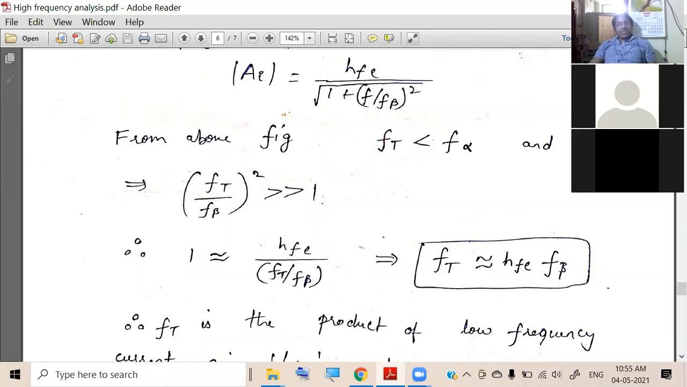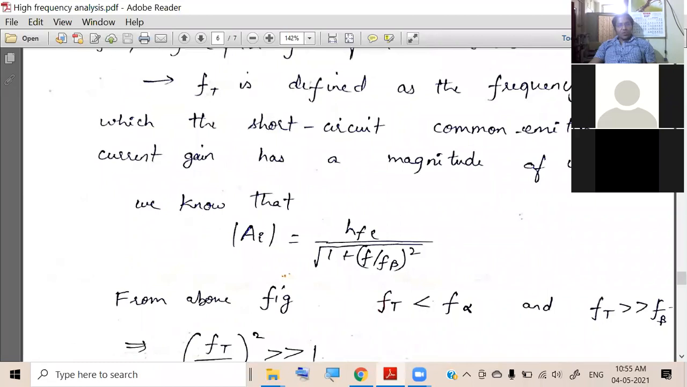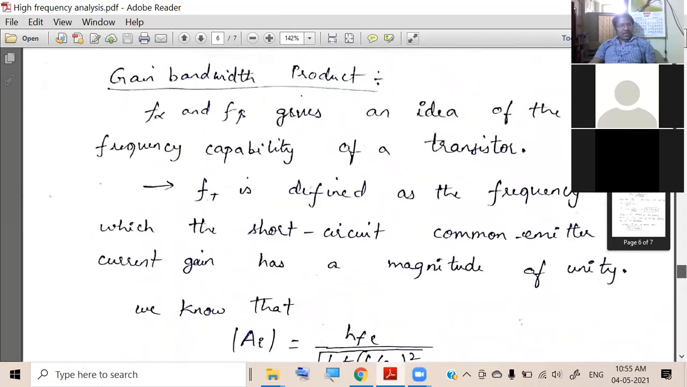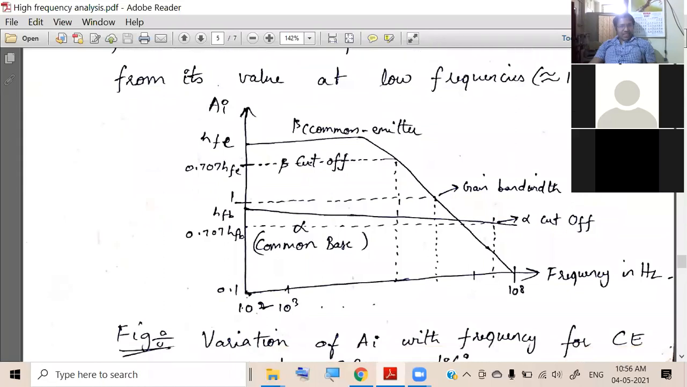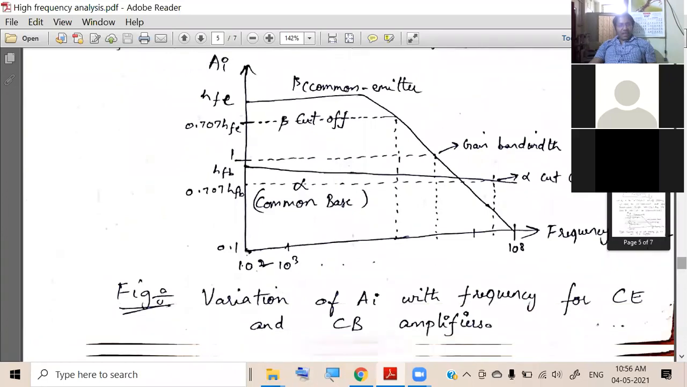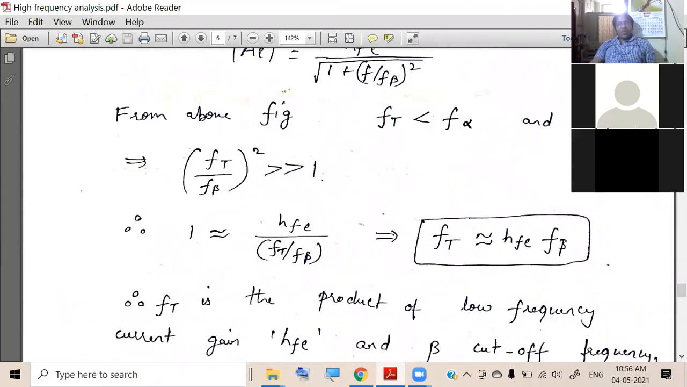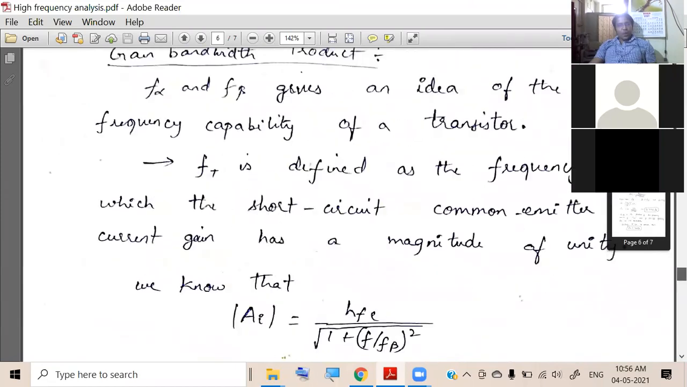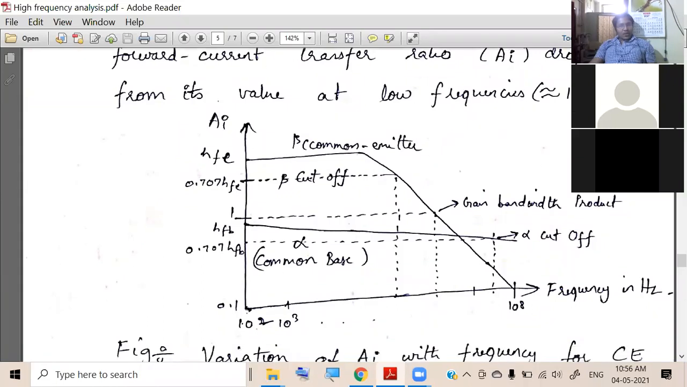Now ft is defined as the frequency at which the short circuit common emitter current gain has a magnitude of unity. Here the gain becomes 1, that we are calling ft. Now if we simplify the expression of ft, we are getting hfe multiplied by f beta. Let us see the graph and see what is hfe. Hfe is the gain, isn't it? Hfe is the gain, f beta is the cutoff. So ft we are getting as the product of gain and cutoff.